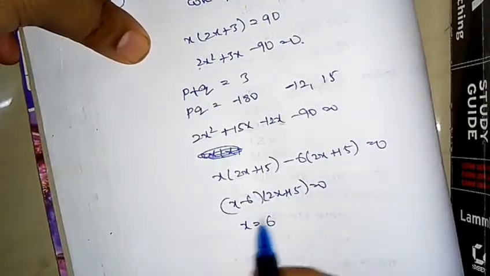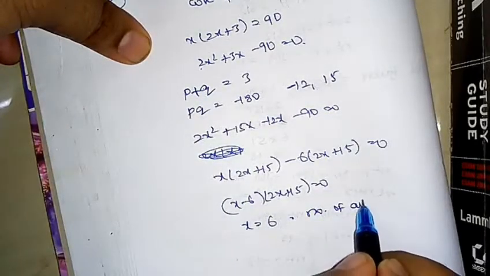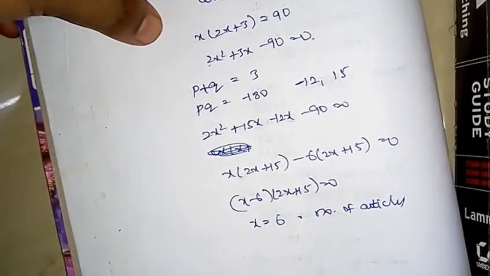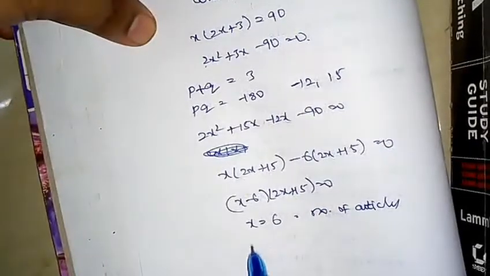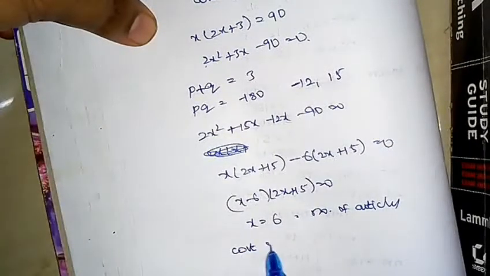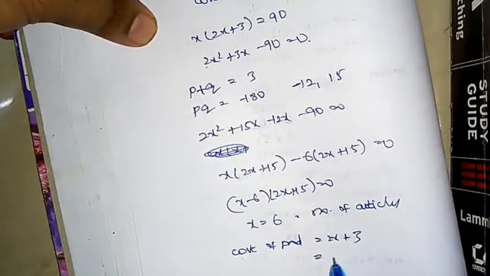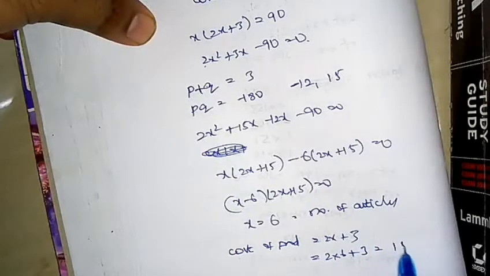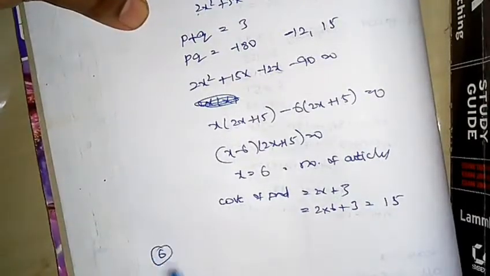If x is equal to 6, this is equal to the number of articles. And the cost of production will be 2x plus 3, which is equal to 2 into 6 plus 3, 2 sixes are 12, 12 plus 3 is 15. It will be 15. That's all. Sixth question.